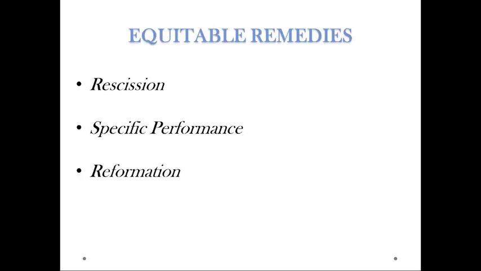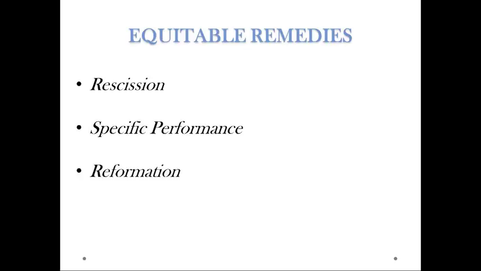Rescission means cancel the contract. In a case of fraud, when somebody buys a product and feels they've been lied to, rescission is a fairly common remedy for that. They want to undo the deal. They want their money back. Specific performance is the opposite, of course. It means you're asking the judge to order the other party to perform.